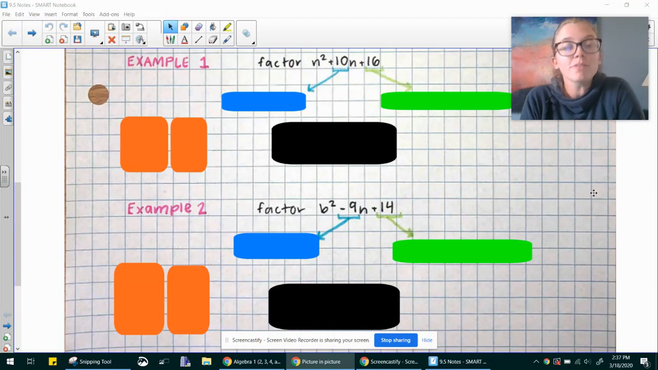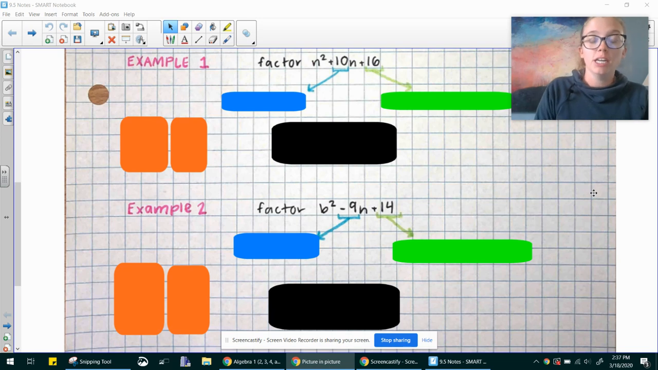Everybody, so let's move on to part 2 where we actually do a little bit of factoring. So now that we know that the definition of factoring is to take a product like n squared plus 10n plus 16 and split it into the two things we're going to need to use to multiply to it, called factors, we are actually going to factor this product.